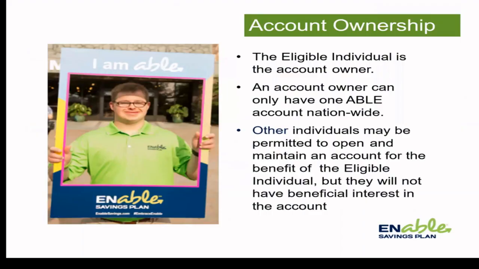Account ownership. The person who is eligible for the ABLE savings plan would be the account owner. They're not always the person who's in charge of the account. Sometimes a different person will help them to open the account and help to maintain the account for them. They would not have a beneficial interest in the account, however, because they would not be the account owner. The eligible individual is. And the account owner can only have one ABLE account nationwide.